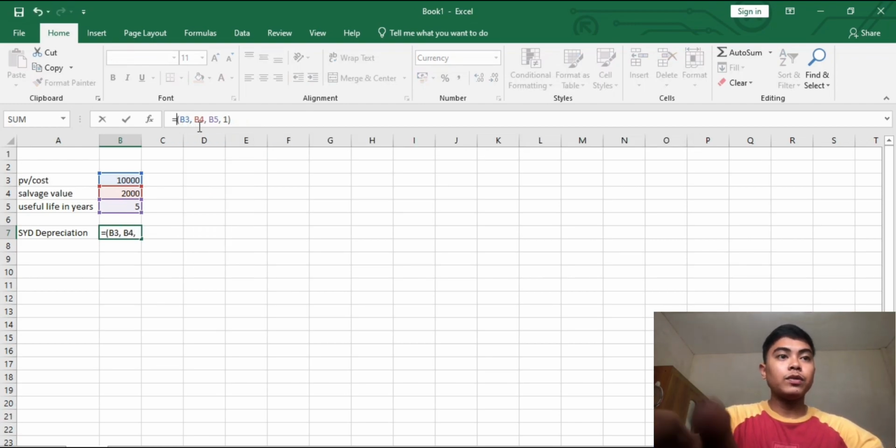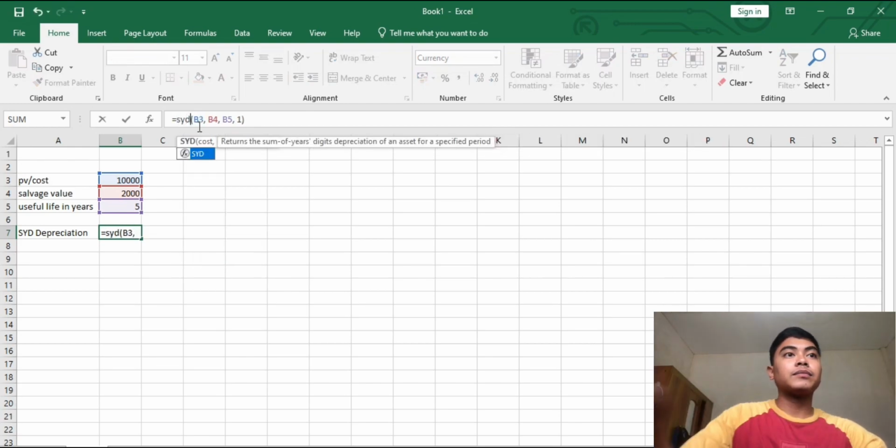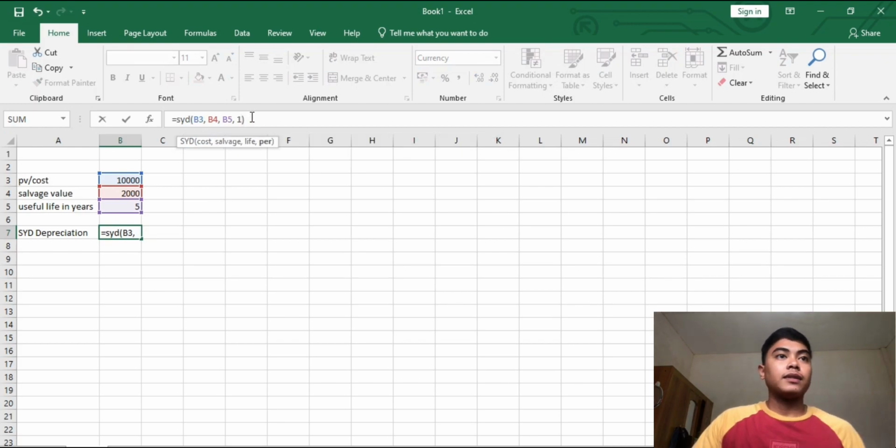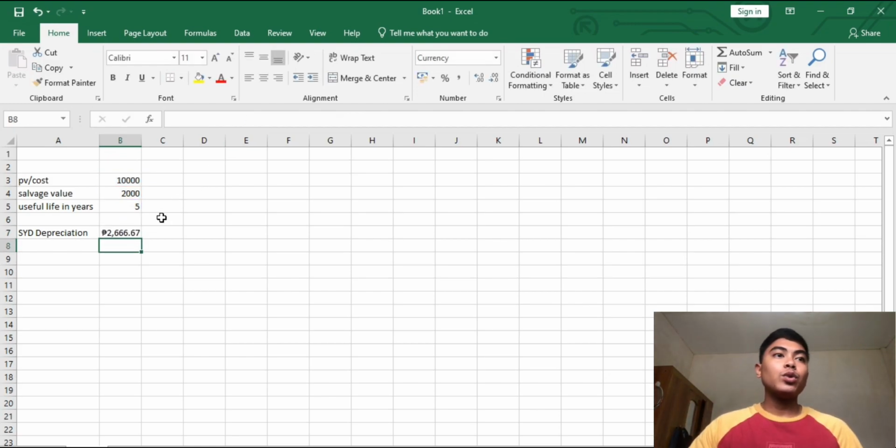So if we compute for the SYD for one period only at the same input, we will get 2,666.67. So that is the difference between the double declining and the sum of the year's digits.